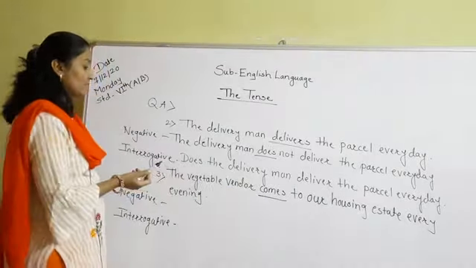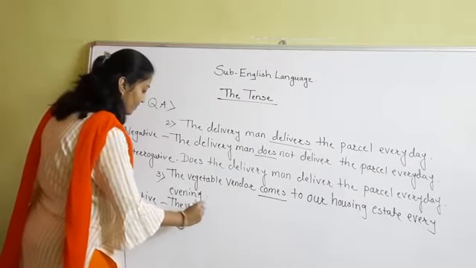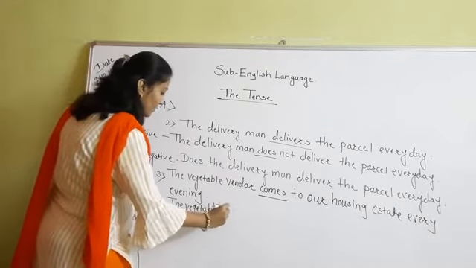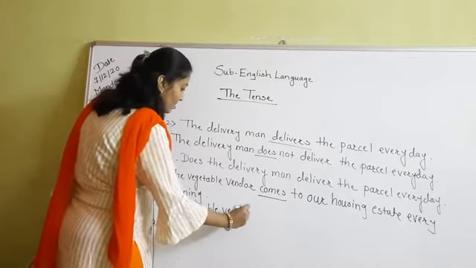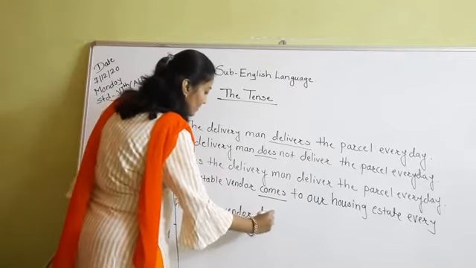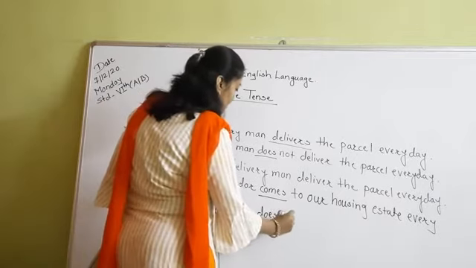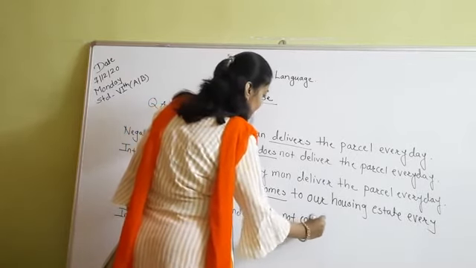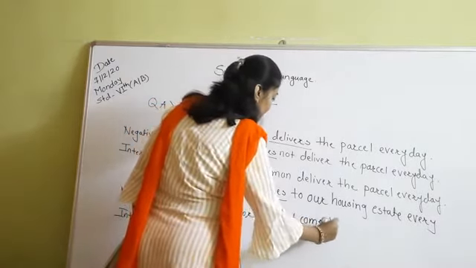So to form the negative sentence we will write like this: The vegetable vendor does not come to our housing estate every evening.